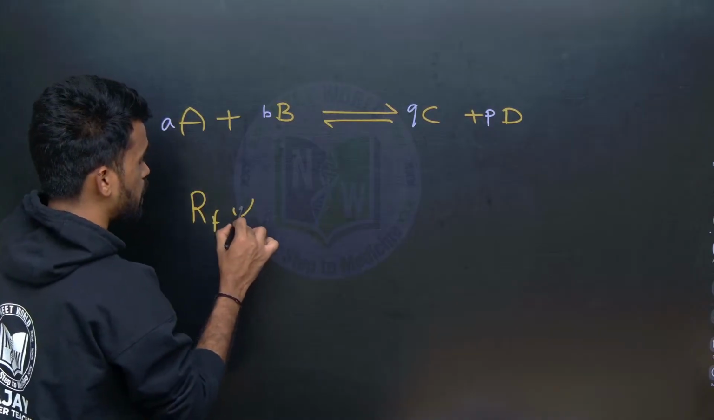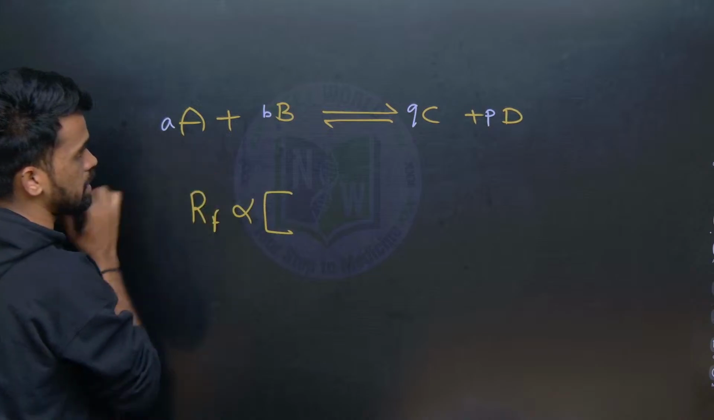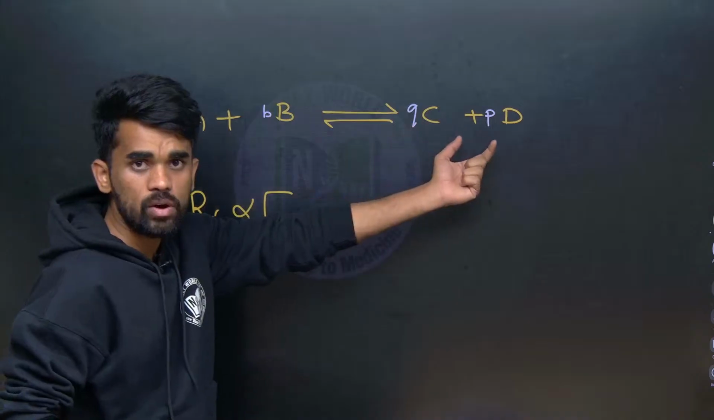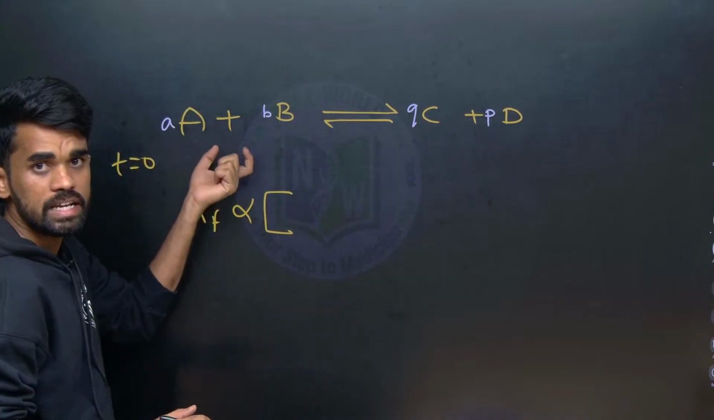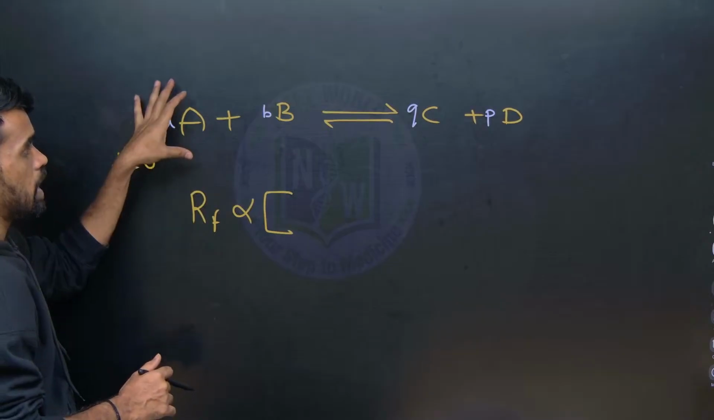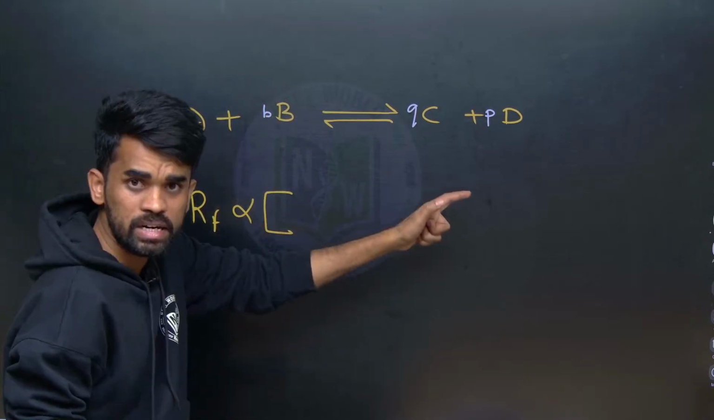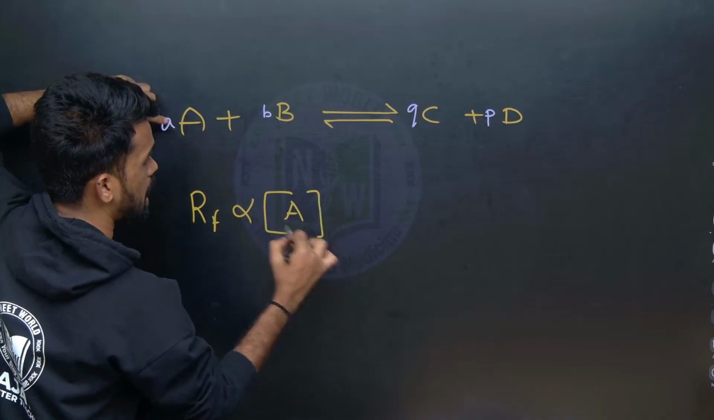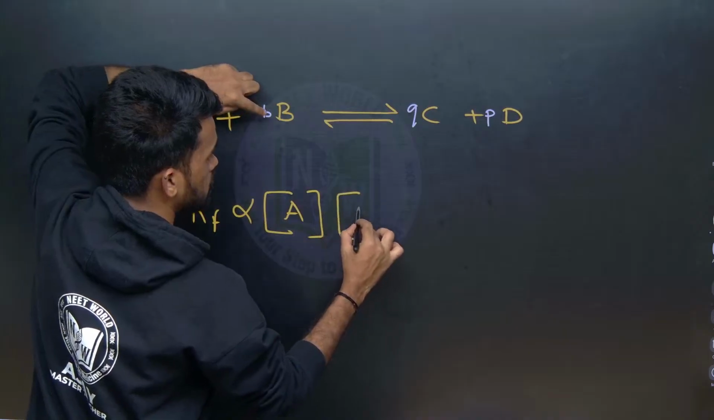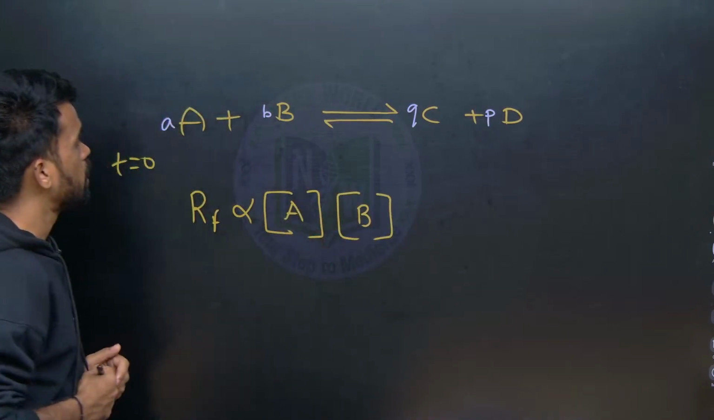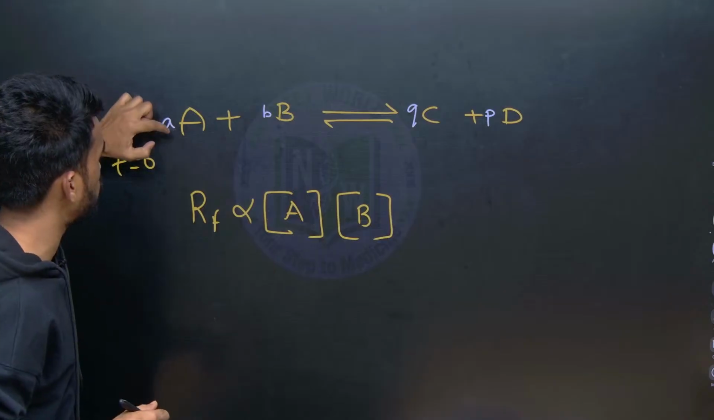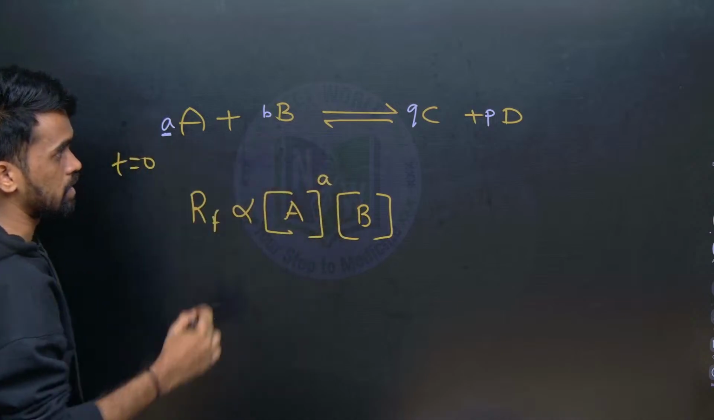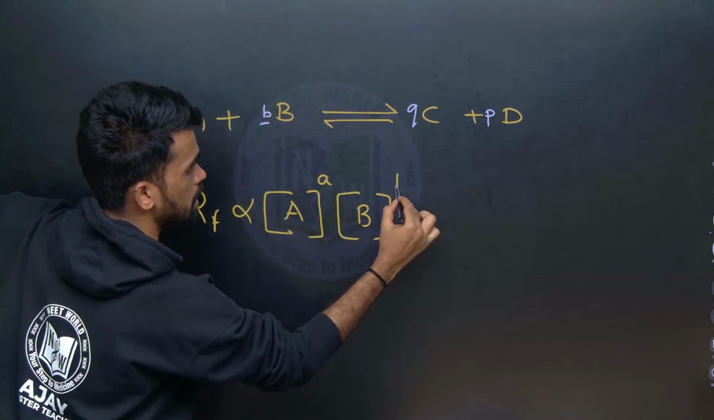So this depends upon the concentration of reactants. See, initially at time T0, when we are starting this reaction, we do not have the products, right? We have only the reactants. That's why for the forward reaction, what I should write is, it is directly proportional to the concentration of reactant A and the concentration of reactant B. Now whatever the coefficients are there, small a is there, so write it as a power, and here we have b, so write it as a power here.